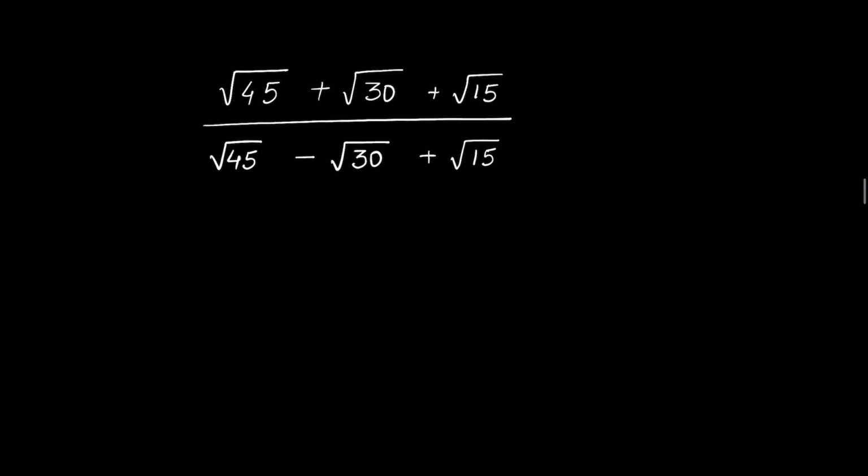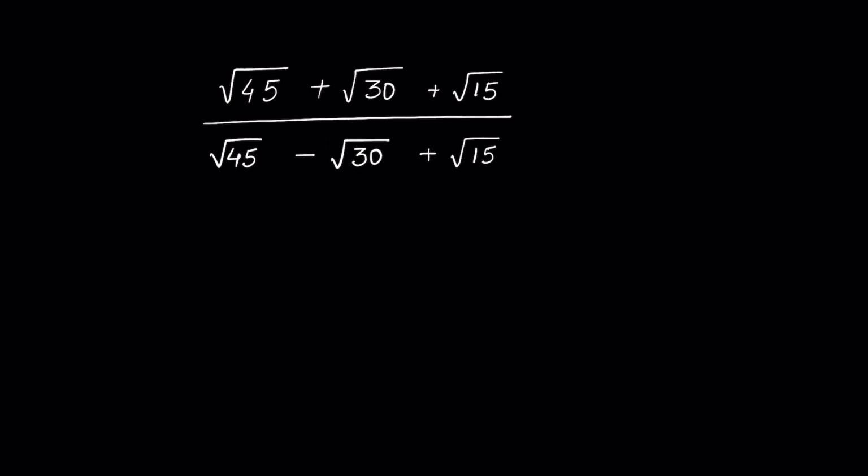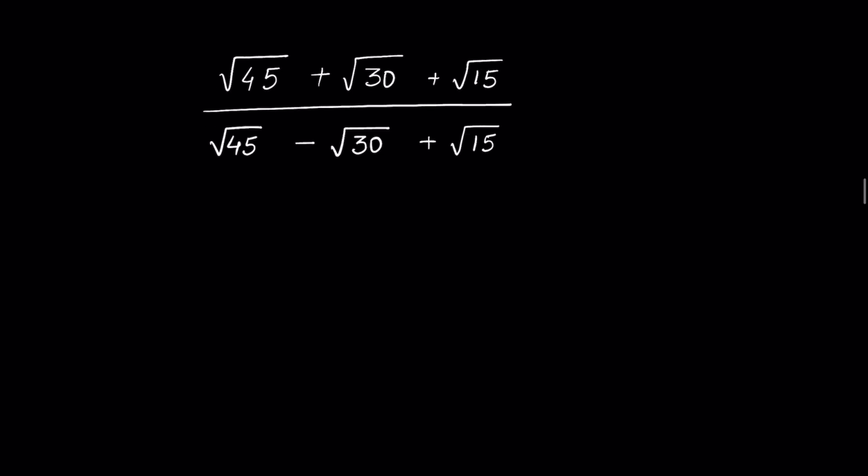Square root of 45 plus square root of 30 plus square root of 15 upon square root of 45 minus square root of 30 plus square root of 15. We have to simplify it.